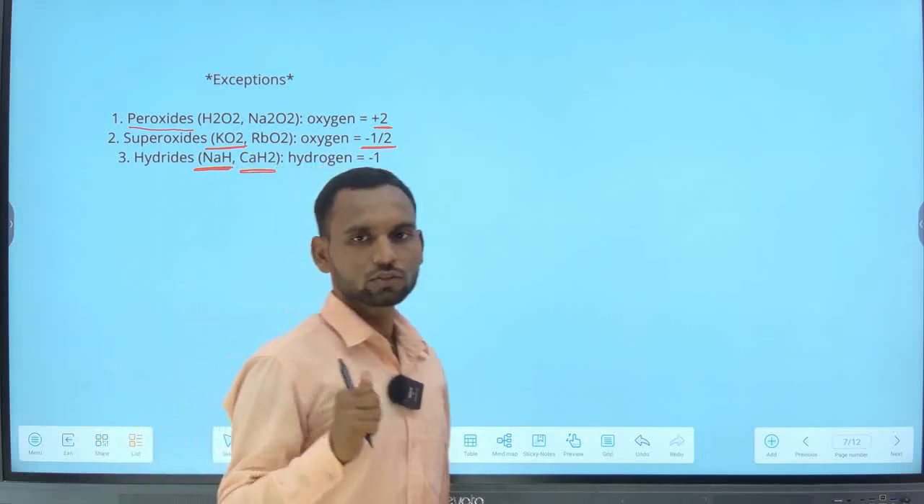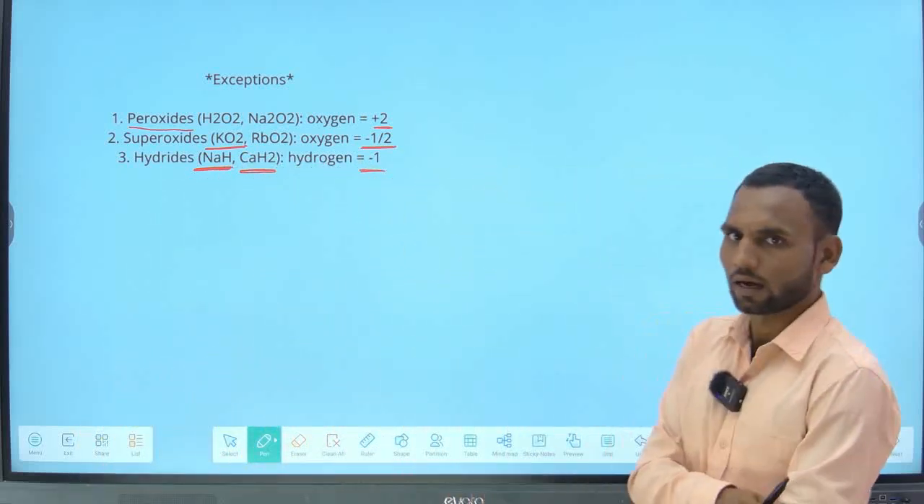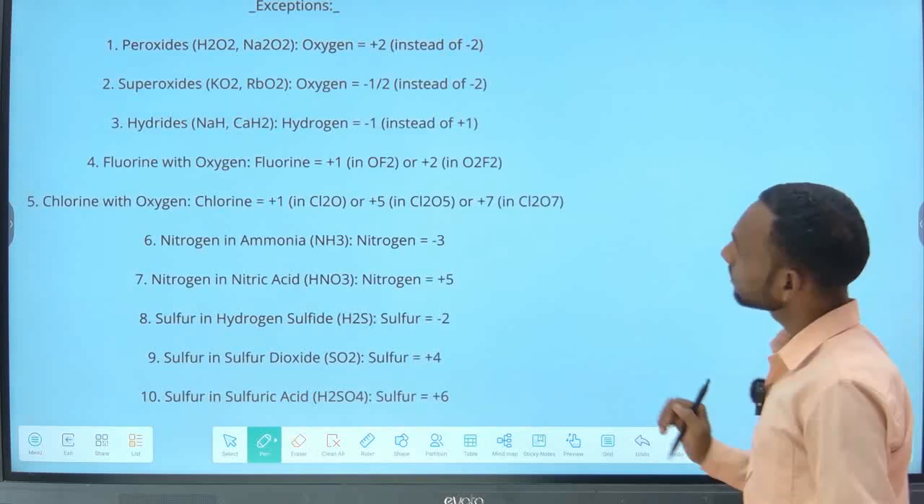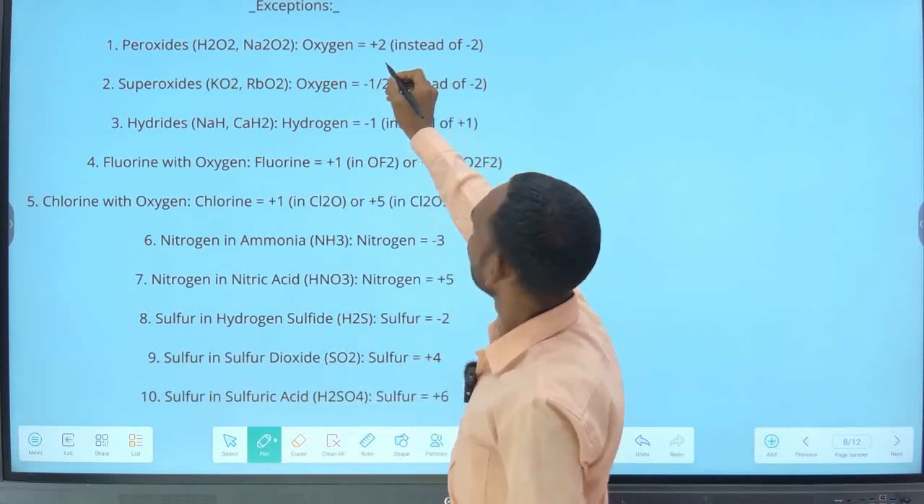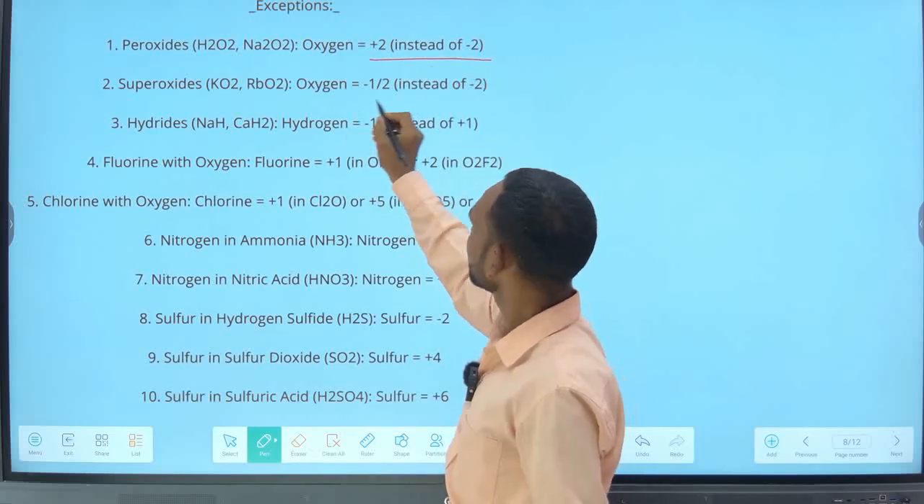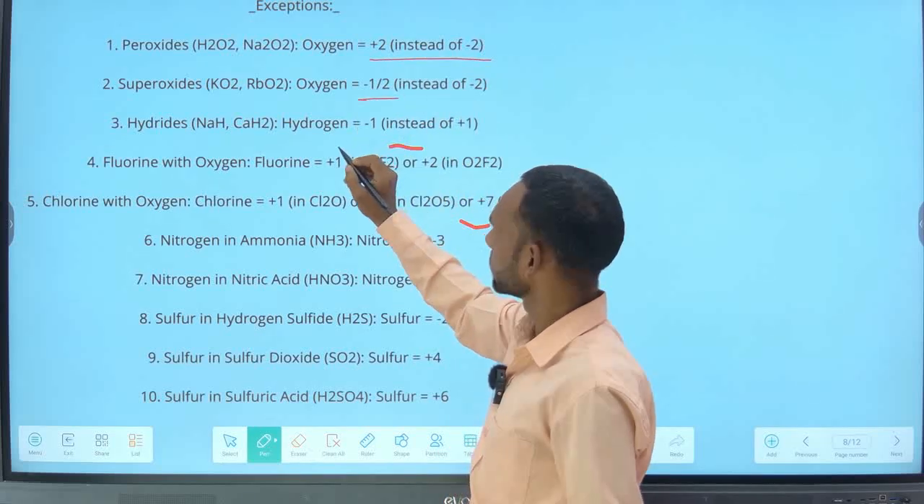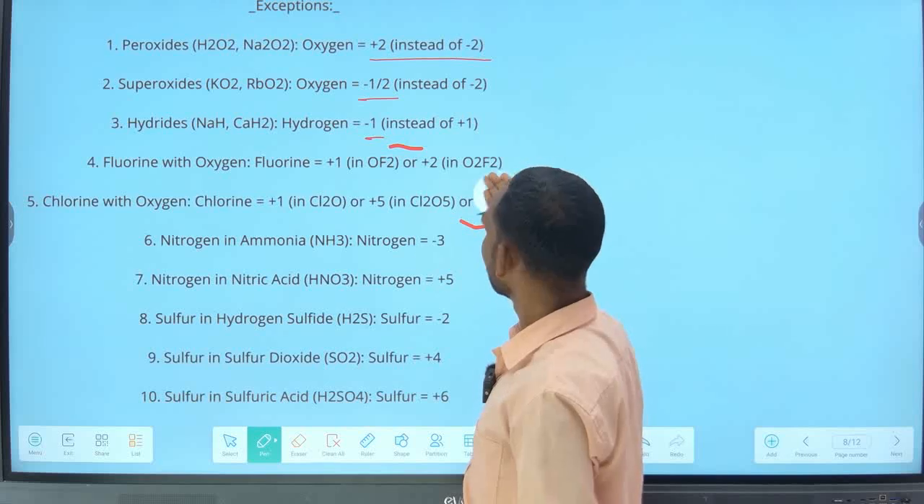Learn about these questions next in the slide. You have solved: peroxide, H2O2, Na2O2, +2 oxidation. Superoxide, -1/2 oxidation. Hydride, -1.